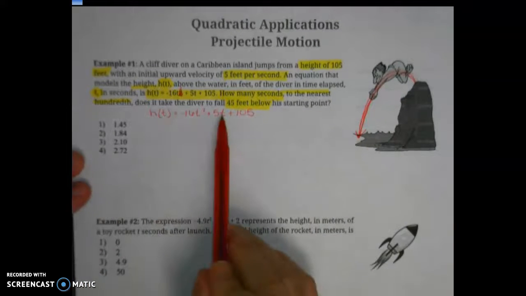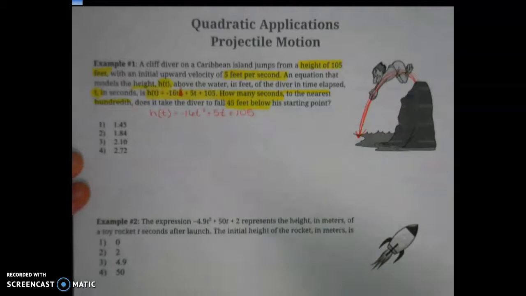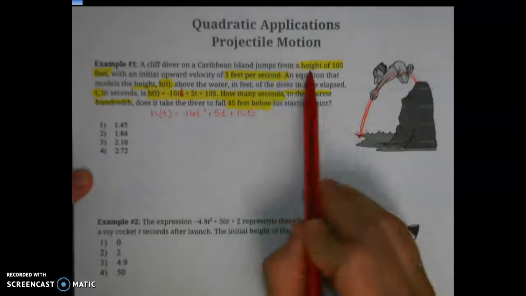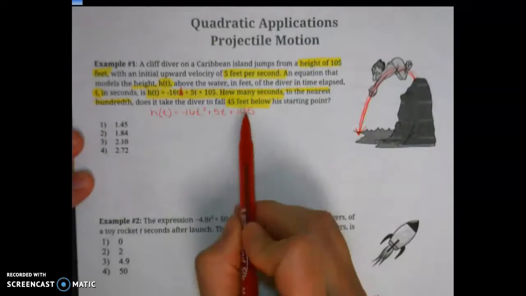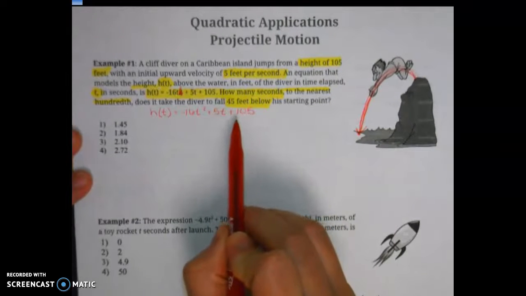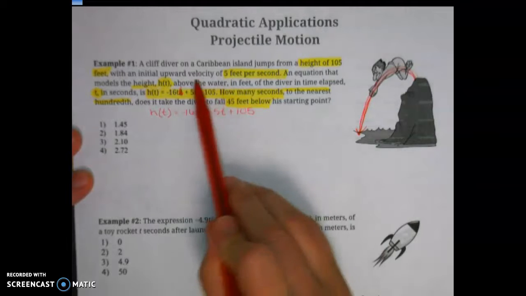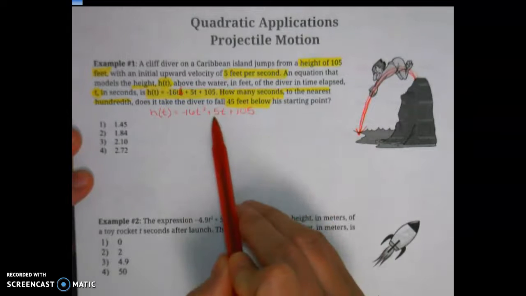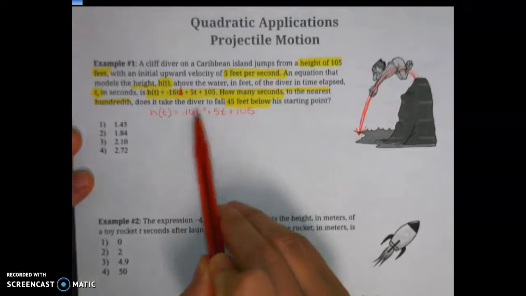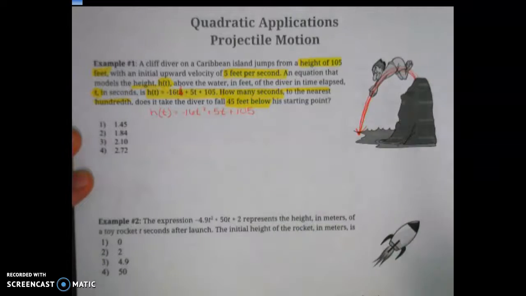Okay, so we need to solve this equation, but they're going to tell us what we need to solve for. So let's go back to the question. There's an initial height of 105 feet. So you can see in the equation, this 105 here, that constant at the end always represents the initial height. Now this upward velocity of 5 feet is going to be this middle term here, this b, and then the negative 16 in front of the t squared, either that number or negative 4.9 will show up a lot because that's the force of gravity pulling the object, the person, the rocket, whatever we're talking about, down.